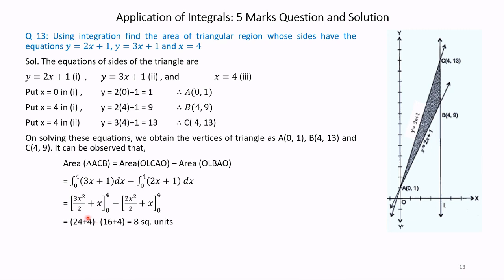Therefore, we get 3x square, and at the upper limit x square is 4 into 4 is 16, 48 by 2 is 24, plus 4, since x is 4 here, 24 plus 4. And x is 0 in the lower limit, so the minus term will be 0 in the first square bracket. And then minus the second area, 2x square by 2. If we put the upper limit, we will get 16, x square is 4 into 4, 16, plus 4. That is equal to 8 square units.